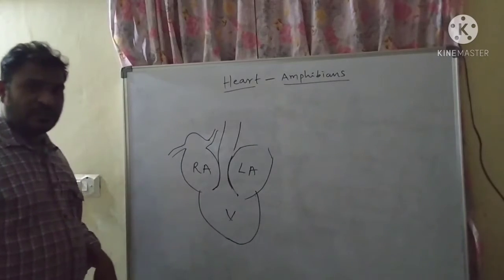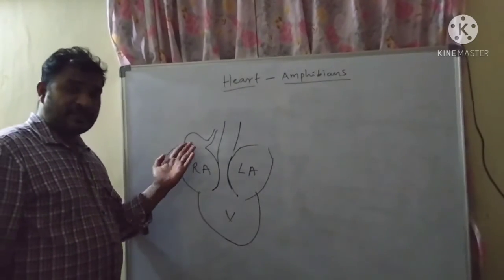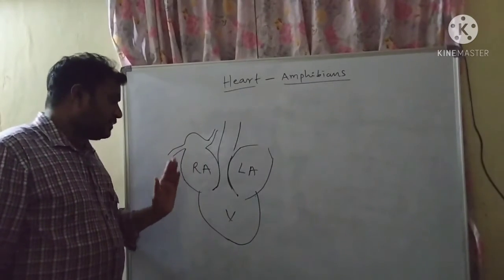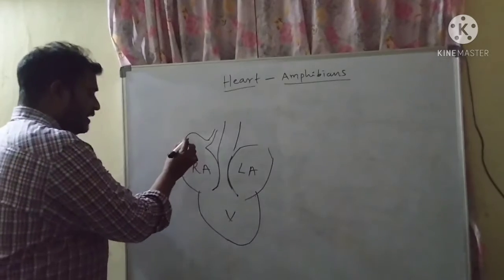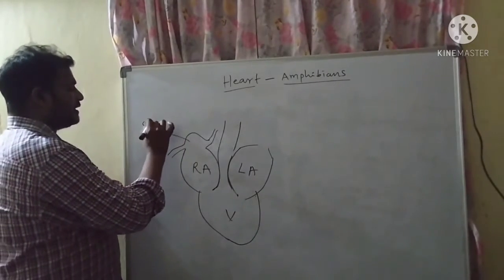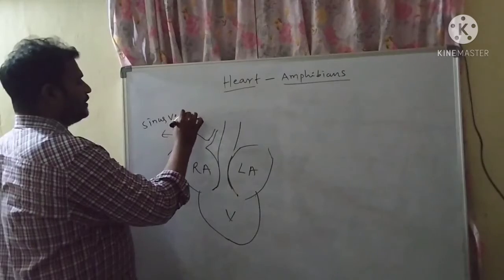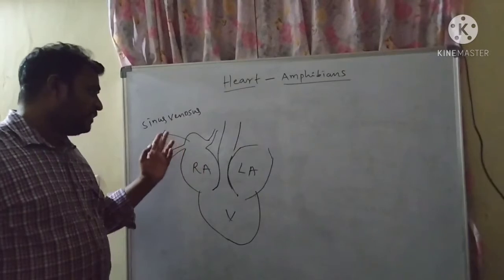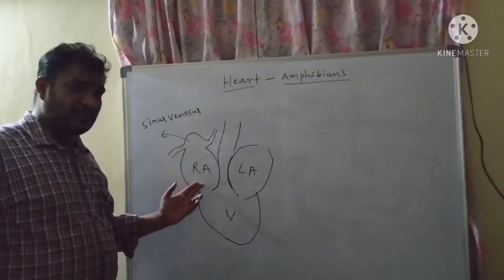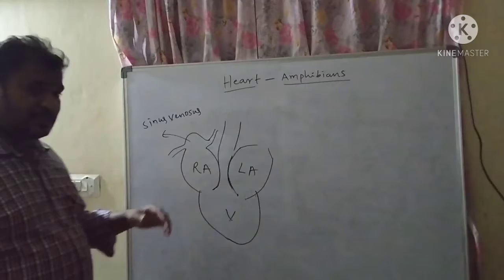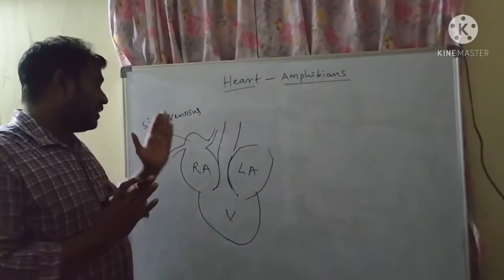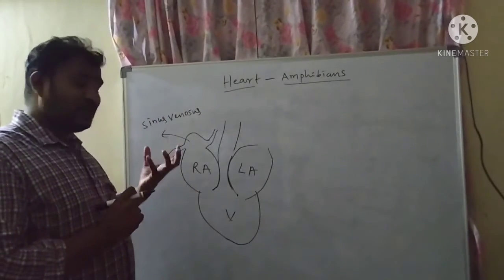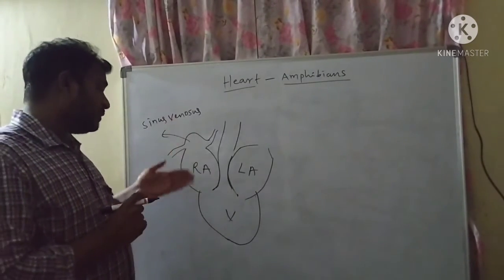Here the sinus venosus is present on the right side of the heart. This is called sinus venosus. It opens into the right auricle. This sinus venosus collects the deoxygenated blood from all body parts and brings it into the right auricle.